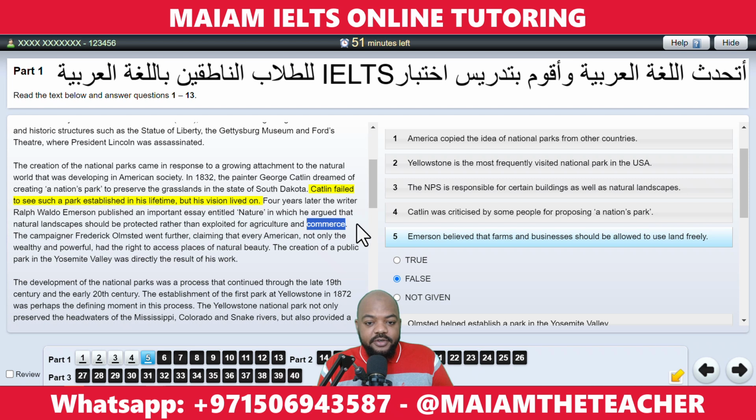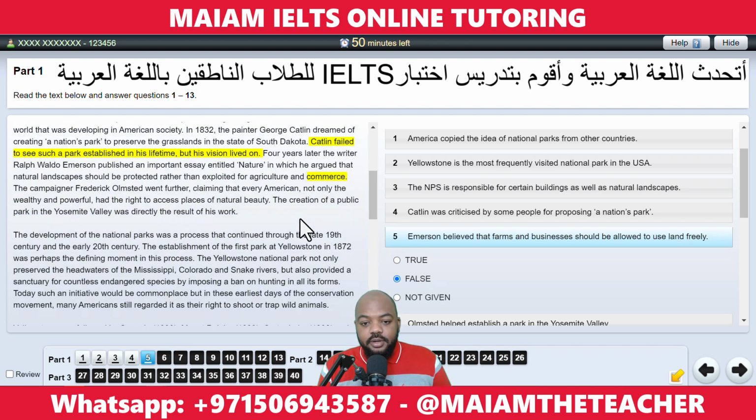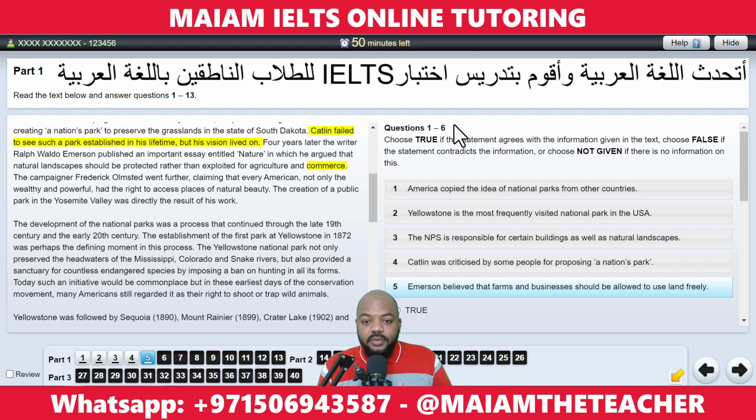And we can make a visual marker right here by right clicking and putting a highlight so we know we stopped at commerce. Because the questions and the answers are going to be in order within one task type. So if it says here questions 1 to 6, as long as you know where question 1 is, number 2 is always going to be after. It doesn't have to be in the same paragraph, but it's going to be after it.